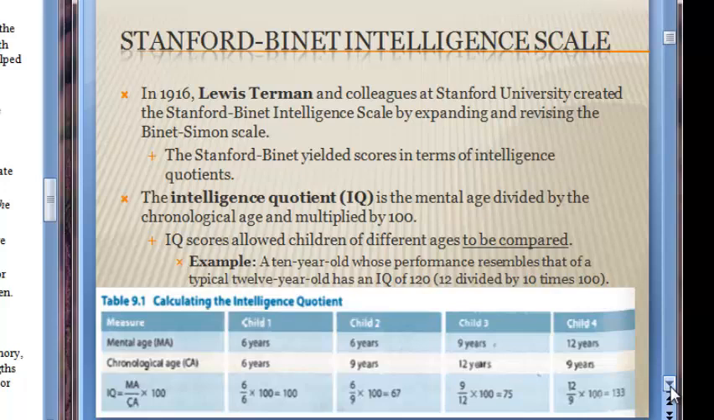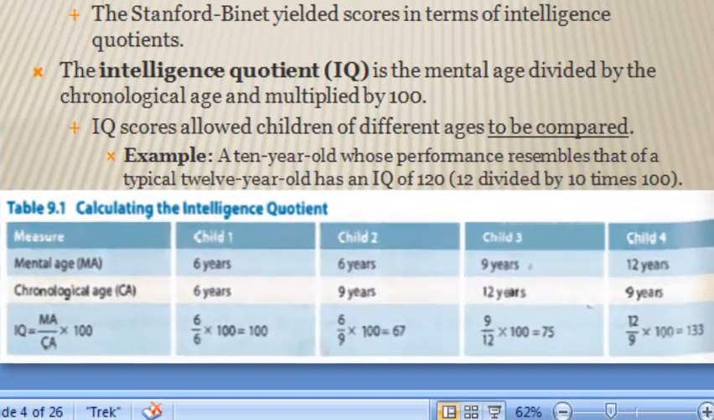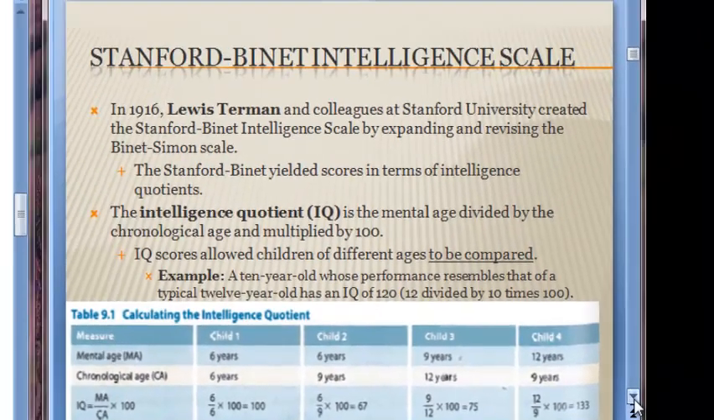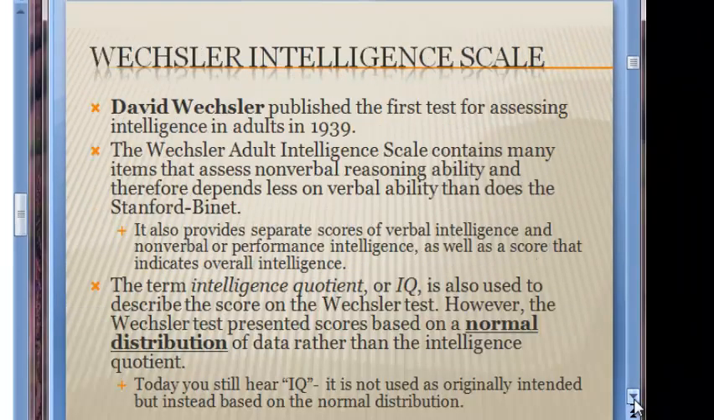What's nice about it was that it allowed children of different ages to be compared, but there's also a lot of negatives to it as well. Also, there was no scale that really dealt with adults for IQ. So there needed to be some changes, but in looking at this, you can see some examples at the bottom. A 10-year-old whose performance resembles that of a typical 12-year-old has an IQ of 120. So 12 divided by 10 times 100. So I would be able to do that calculation.